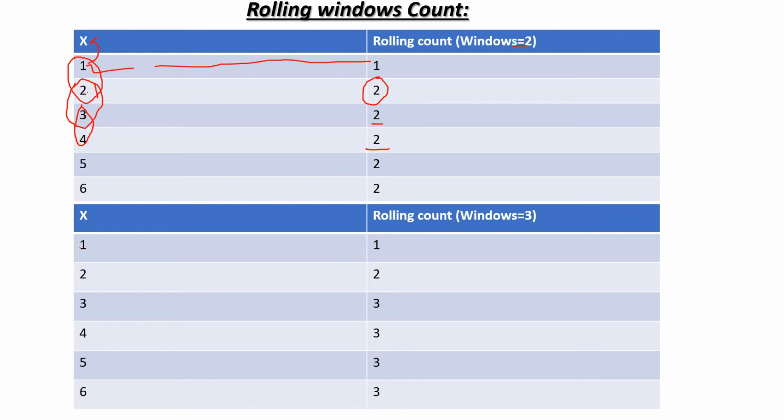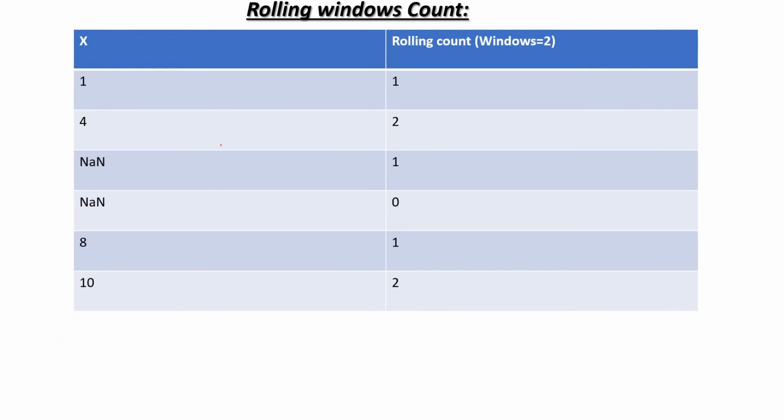Here window equals 3. So before this we don't have any element, that's why we put it as 1. Before this 2 we have only one element, so 1 plus 1, this is 2, right? What is the window size? That is 3. So for this 3, how many elements do we have? That is 3, right? So this is 3. How many elements do we have? That is 3, 1 2 3, right? So this is 3. So like this it works.